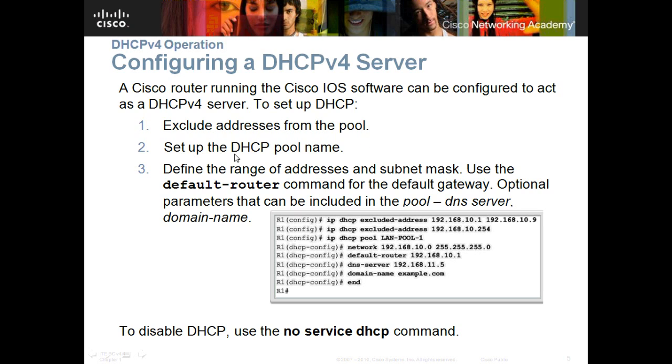And after that, we set up the DHCP pool name like pool Jakarta, pool Sragen, or any other pool name. And then after we set up the pool, we define the range of addresses and subnet mask for one pool. Like in here, we have LAN pool 1. So we have the network range 192.168.10.0 with the subnet mask 255.255.255.0.